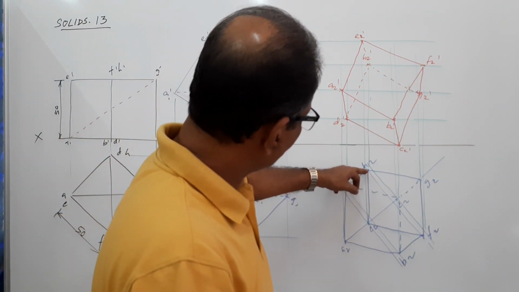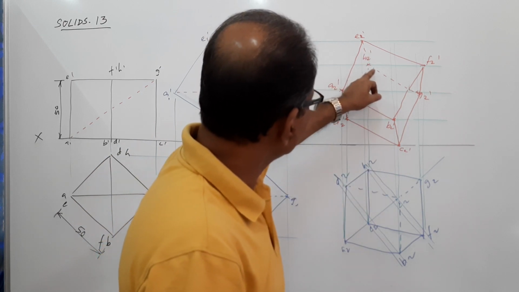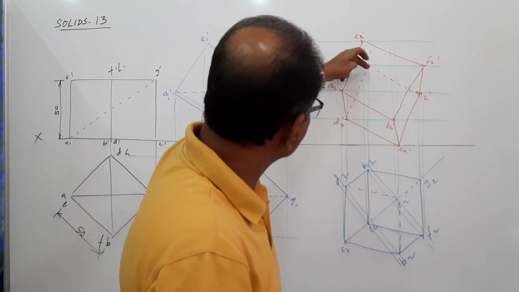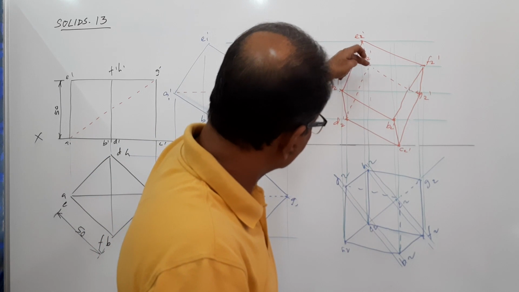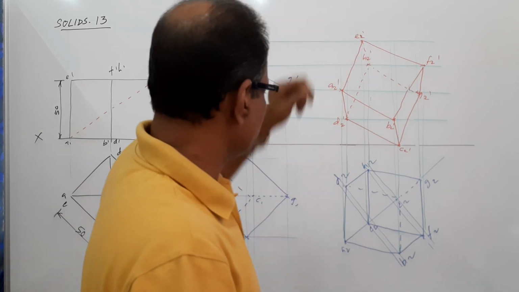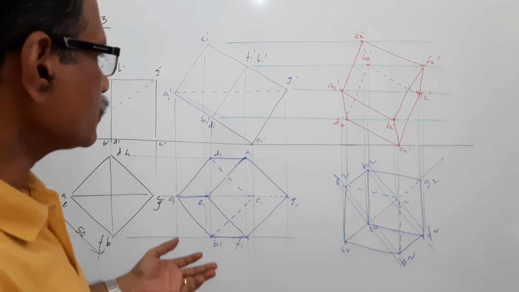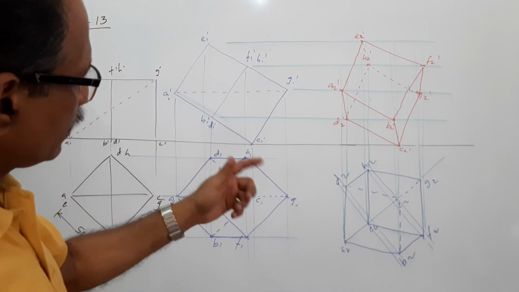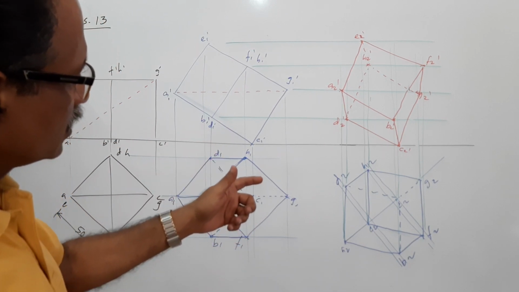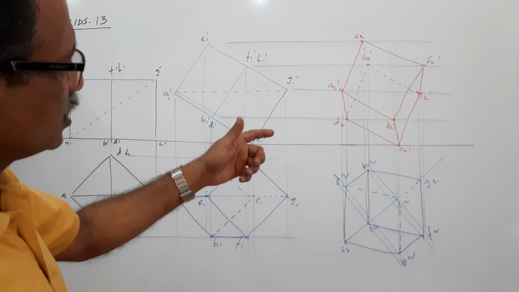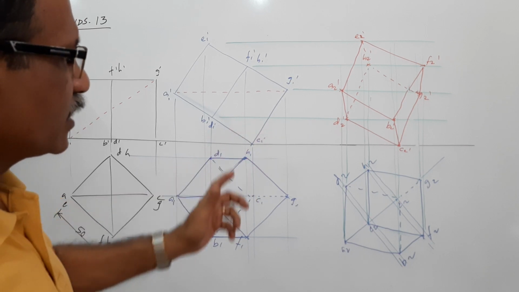H will not be seen. HG will not be seen. HD will not be seen. HE will not be seen. B, C, D will be visible. C, G comes on the right side, so that will be visible.